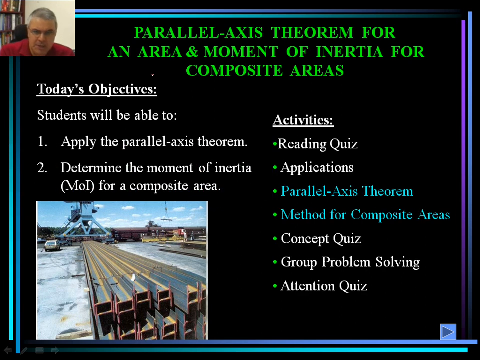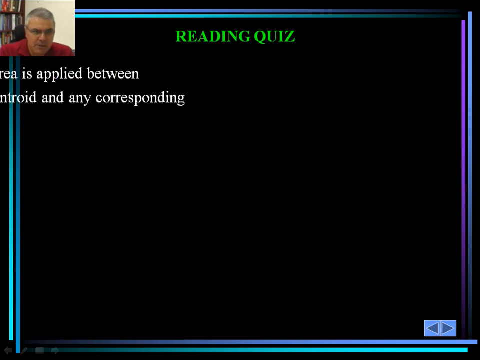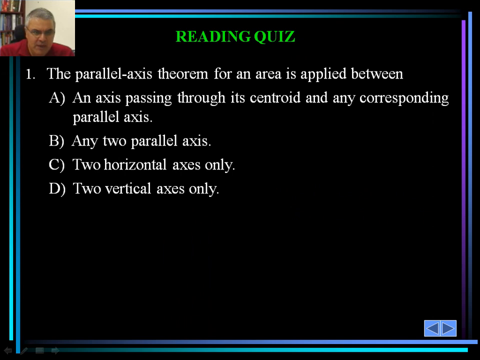As such, there are certain activities associated with our discussion. They're listed here. This is very similar to previous lectures. We are going to concentrate on, again, parallel axis theorem and methods for determining parallel axis theorem for the composite areas. We're going to have reading quiz, applications, the concept quiz. There's a group problem solving and attention quiz to pretty much wrap our session up. So let's start with a reading quiz.